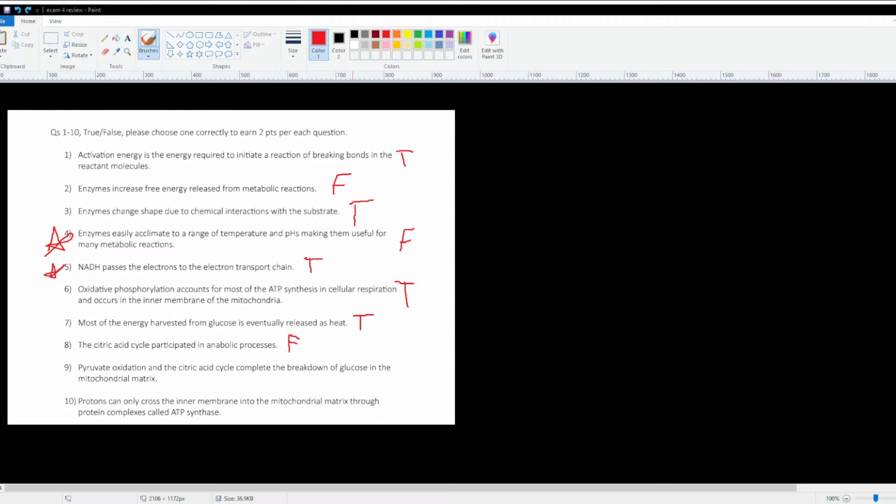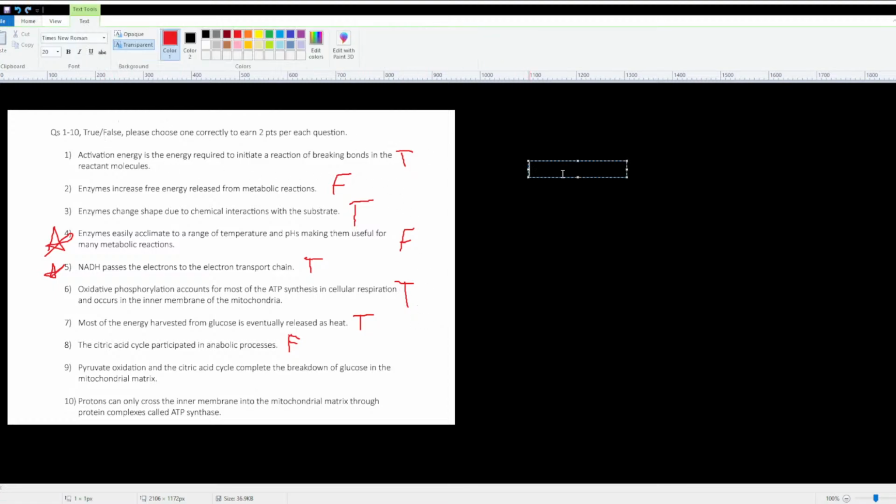I just want to make sure this is correct. Okay, so yeah. Sorry. So let's make another quick diagram.